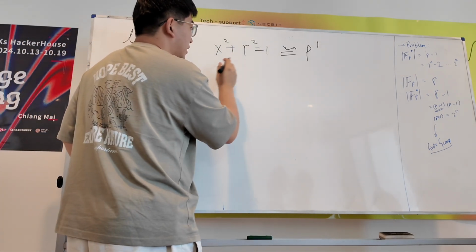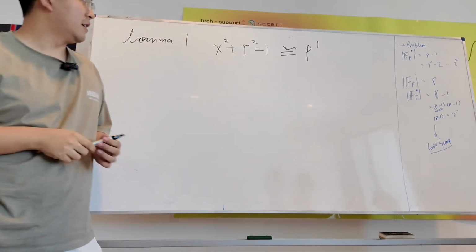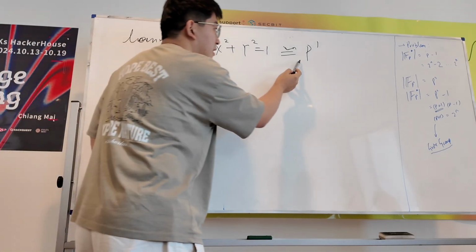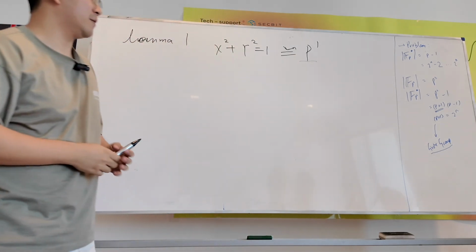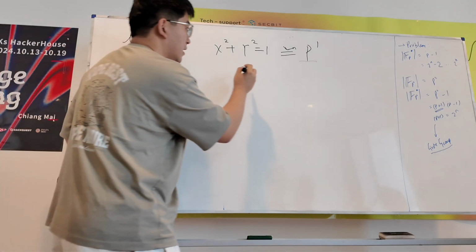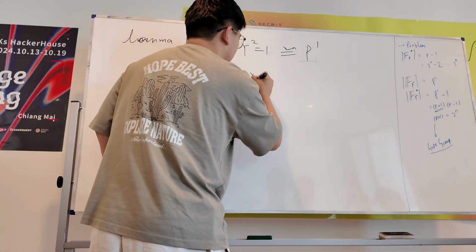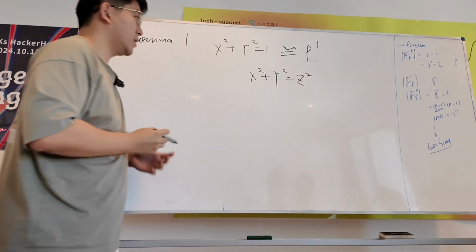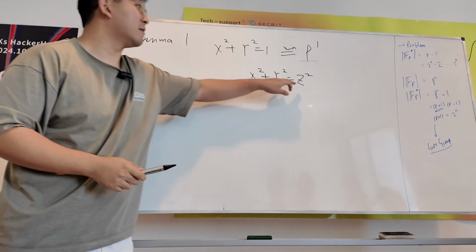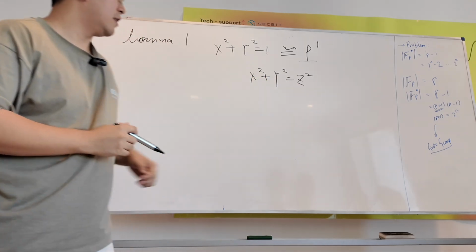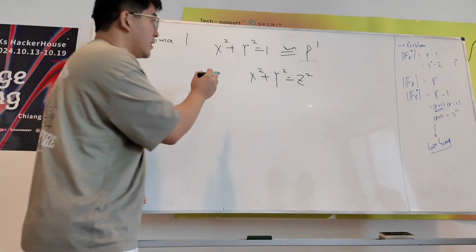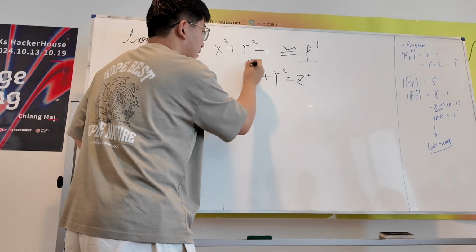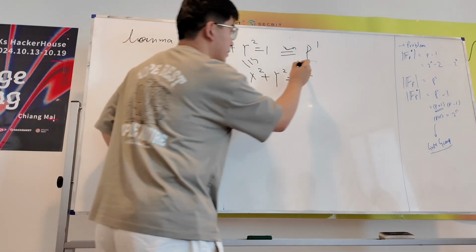The first one is a curve in the affine space, and this is, I don't know, a thing in the projective space. So I just want to give another thing, this one. I mean, this is another curve in the projective space. So I'm going to show there is an isomorphism between this one and another isomorphism between this one.